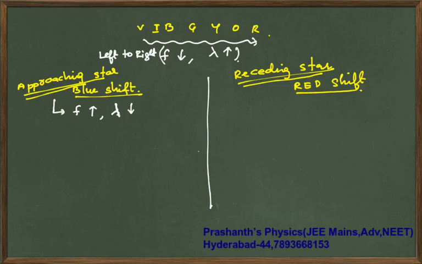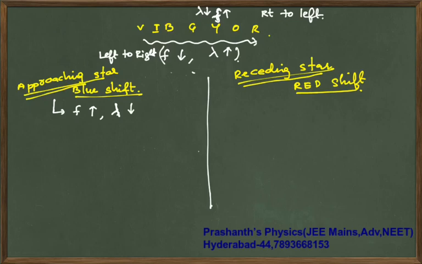Now if you look at this, let us say somewhere you are near yellow. From yellow, if you move from left to right, frequency is decreasing and wavelength is increasing. But if you move from right to left, frequency increases and wavelength decreases. Left to right, frequency decreases, wavelength increases. Sorry, here it is right to left: from right to left, frequency is increasing and wavelength is decreasing.